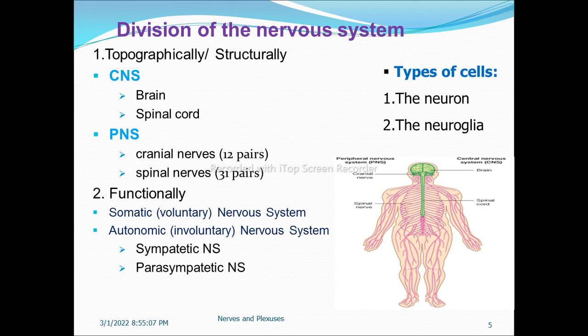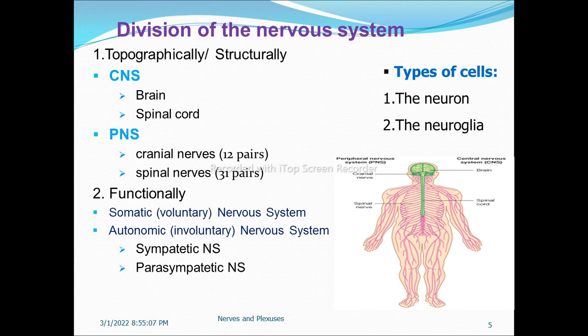The central nervous system includes the brain and spinal cord, and the peripheral nervous system includes 12 pairs of cranial nerves and 31 pairs of spinal nerves. These spinal nerves arise from the spinal cord, and functionally we can divide the nervous system into two. The one is the somatic nervous system, this is voluntary, and the other is the autonomic nervous system, and this is involuntary. And the autonomic nervous system in turn can be divided into two: sympathetic nervous system and parasympathetic nervous system.